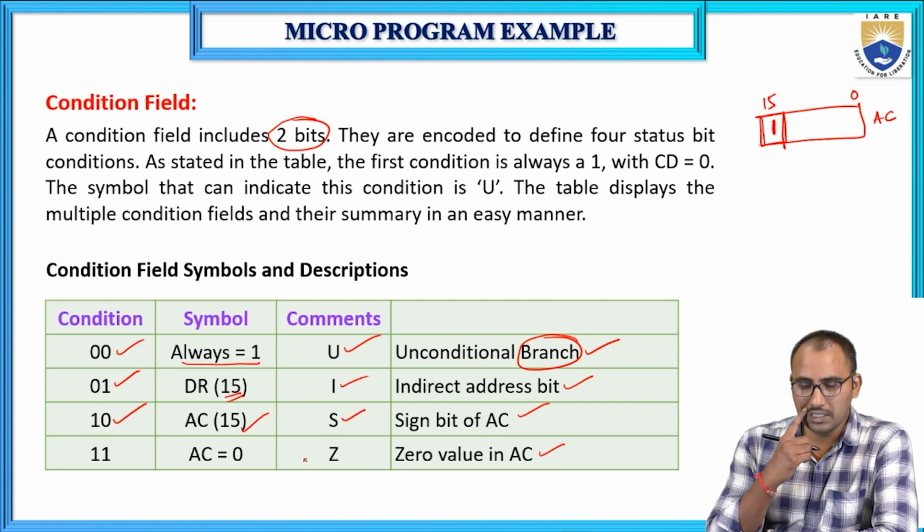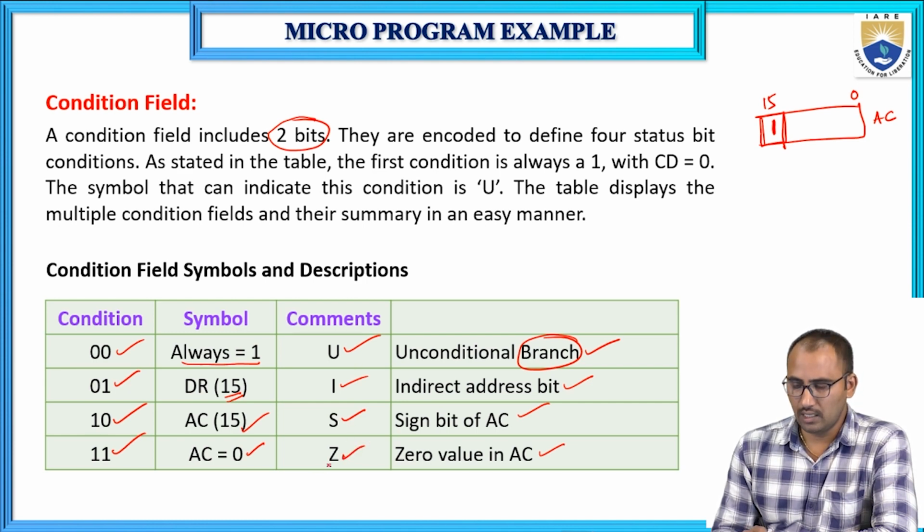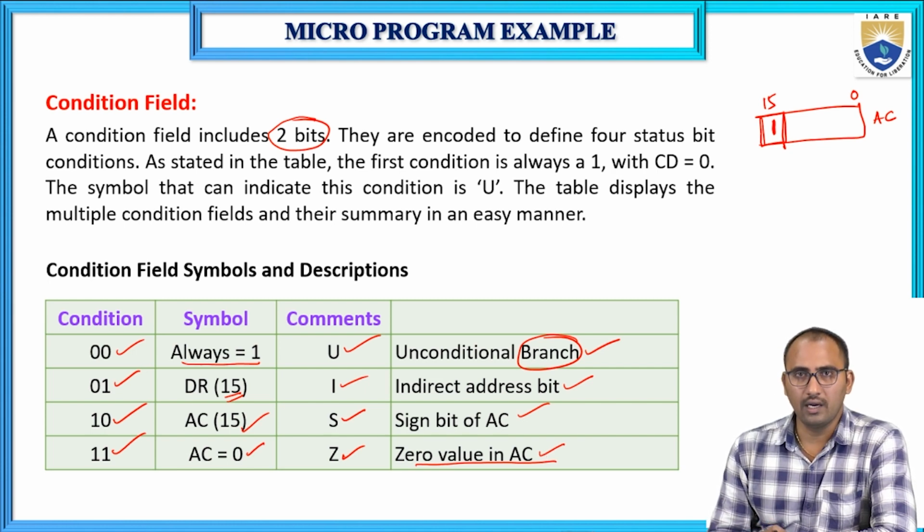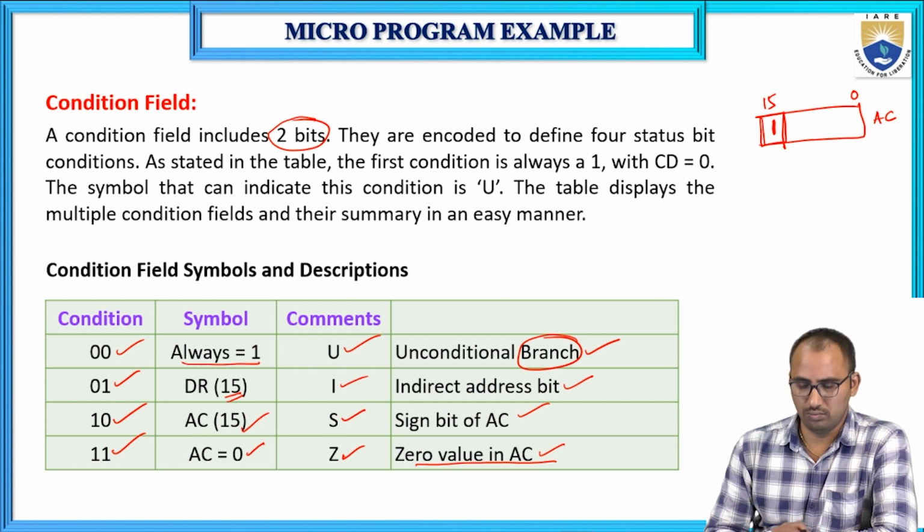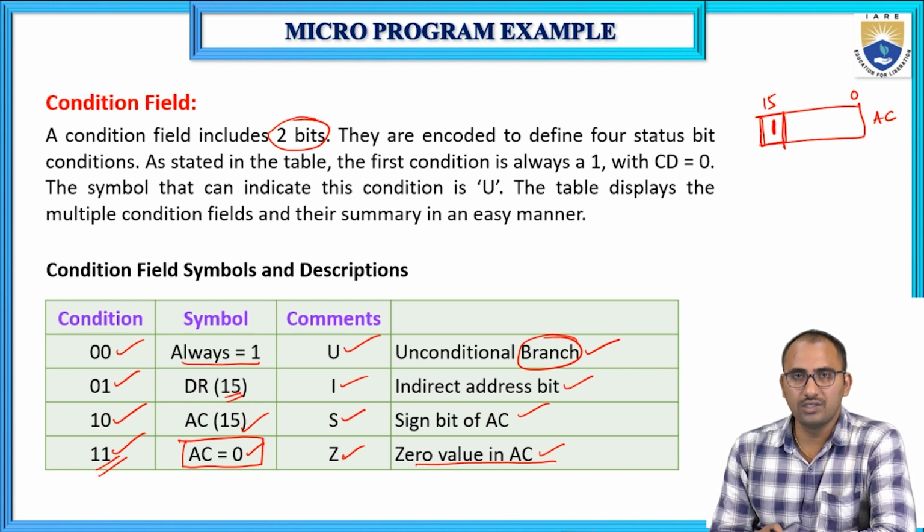And the last condition is 11. The symbol is AC equal to 0, represented with the letter Z, and the operation is a 0 value in the accumulator. If the accumulator holds the value 0, then the condition is true. It can be represented with 11. So these are the 4 different condition fields.